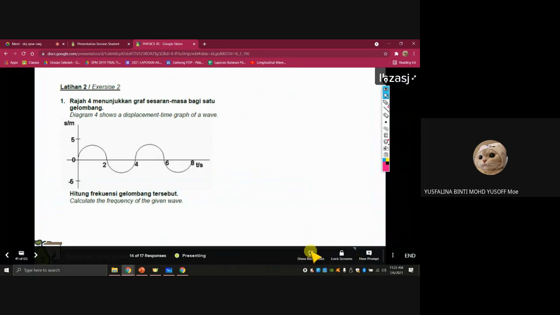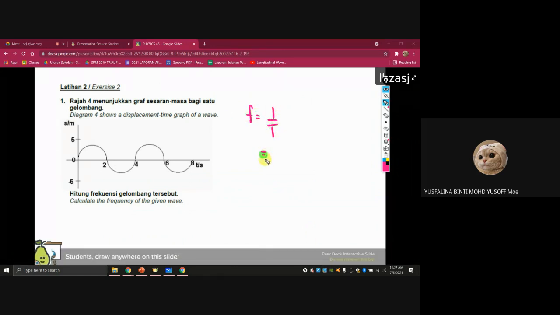Okay, so the formula for frequency is actually 1 over t. Right? 1 over t. So the period here, I already told you, right? For period, you have to find 2 semicircle. So 2 semicircle is from here to here. Okay, so means 4 seconds. So it's just the same. The basic concept is the same.